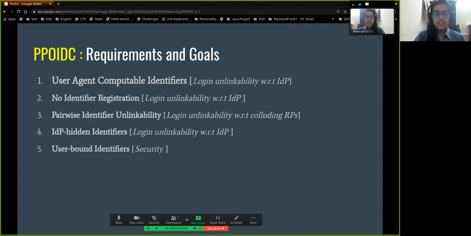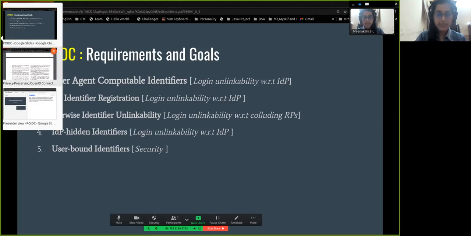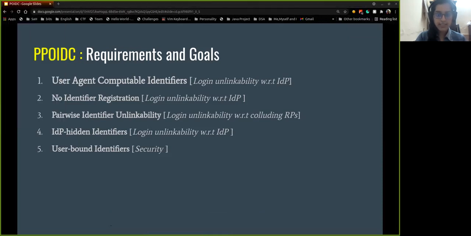So these are our requirements and goals. The first one is user agent computable identifiers. That would provide unlinkability with respect to the identity provider. It just means that the user agent must be able to compute the pairwise identifier for the user at a specific RP, because the identity provider does not know which RP the user wishes to log in to.